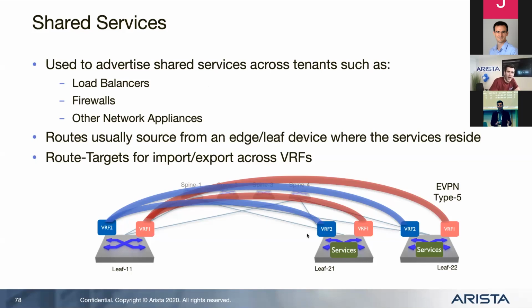So once we add maybe a load balancer over here, and we advertise a route to that, devices which then need to get to that load balancer, or that VIP as it might be, would see a route via a type 5. A type 5 entry is advertised to leaf 11. Leaf 11 then has a route to the services switch, and can then reach the load balancer.